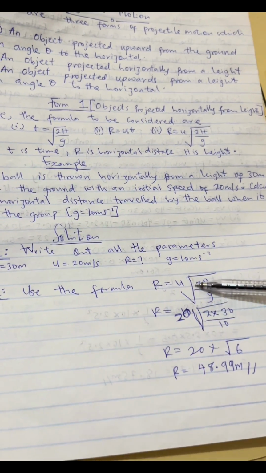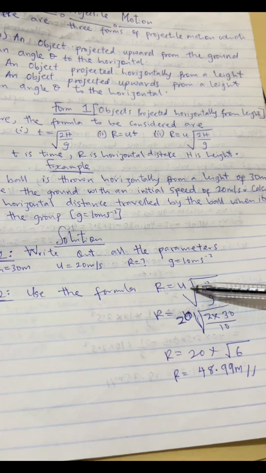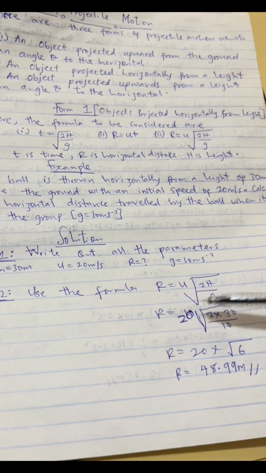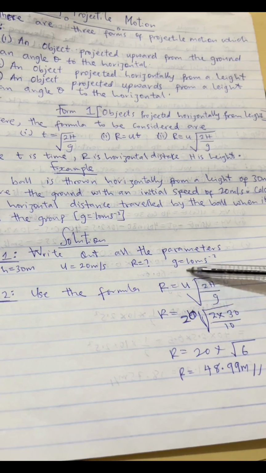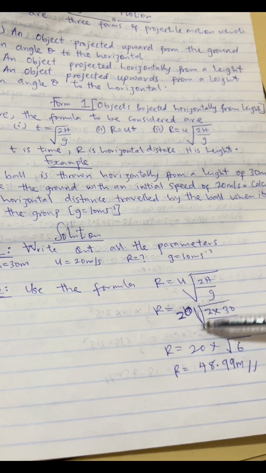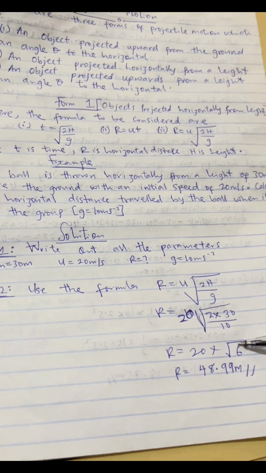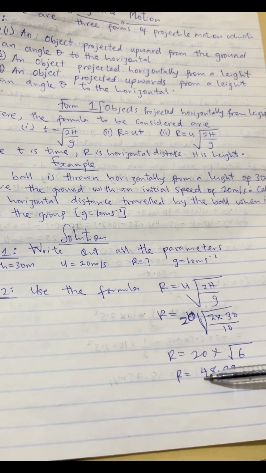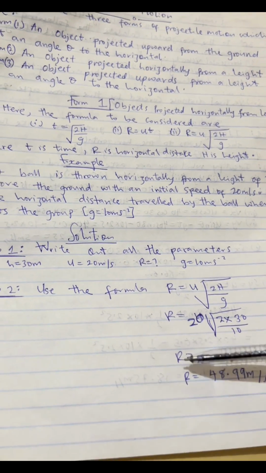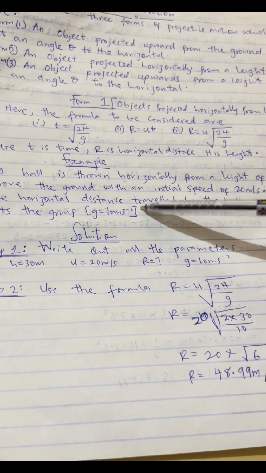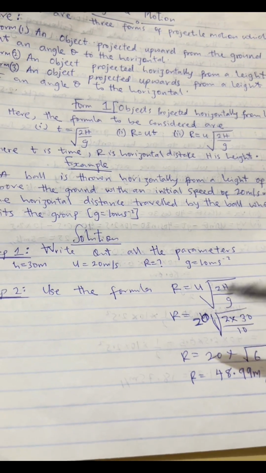So using this formula, we are going to substitute all the parameters given to us. Your initial speed U is 20, your H is 30, and your G is 10. Substitute everything inside here. So 2 times 30 divided by 10 will give us 6. 20 times root 6 will give us what? 48.99. So this simply means that the horizontal distance for this question is 48.99. So that's how to do it.